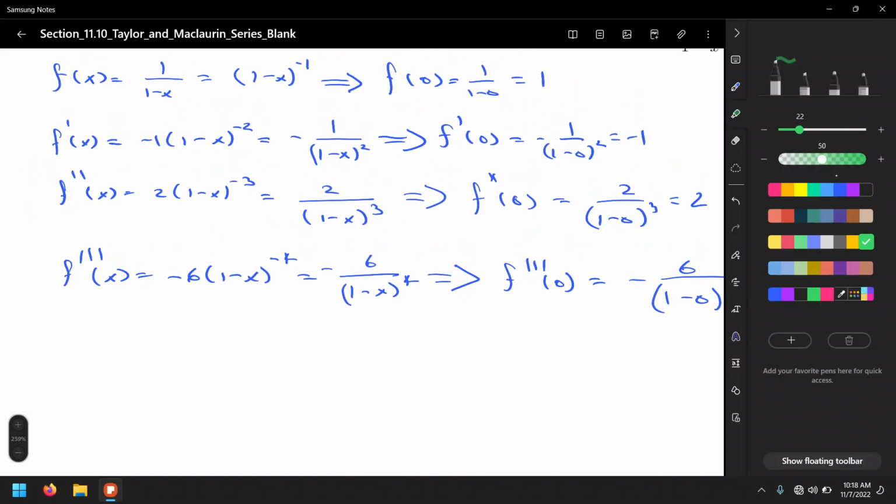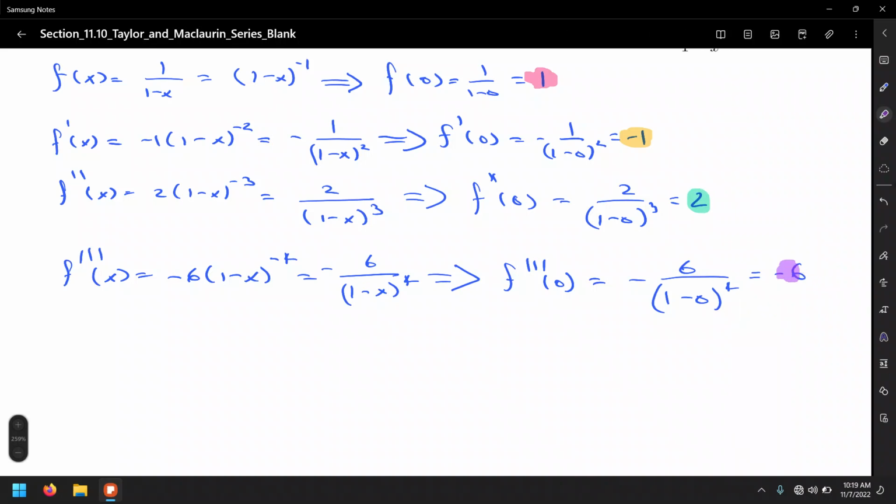Alright, these coefficients right here, let me highlight them first. These coefficients are the Taylor or Maclaurin coefficients, depending on the expansion that we're working on. If it's Taylor, these are Taylor coefficients, but because this is what you call a Maclaurin expansion, these will be Maclaurin coefficients.